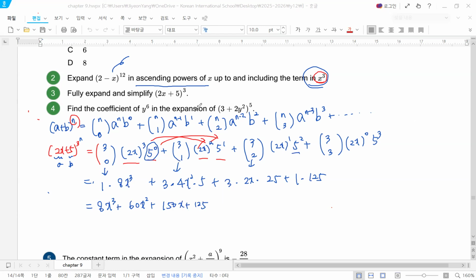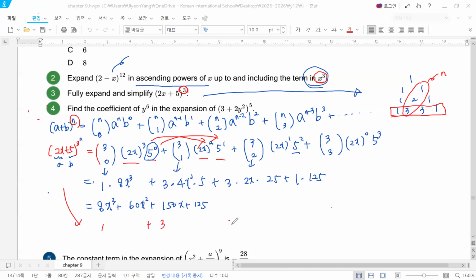Or as I told you, we can use Pascal's triangle to find this expression. So 1, 1, 1, 1, 2, 1, 1, 3, 3, 1. Since the value of n is always shown here, this one is just n. Since the power of n is 3, you can use this line, 1, 3, 3, 1, and then write down 1, 3, 3, 1.